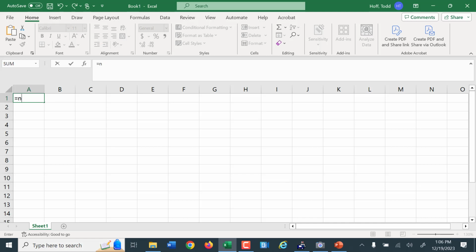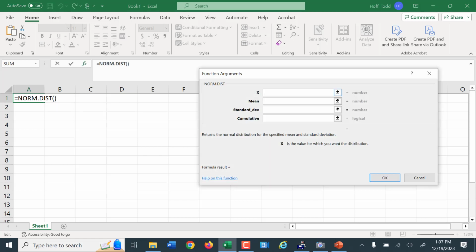equals norm.dist. And I'll select that function right here. Now, I have the little hints that pop up so I know what to enter, but if you don't have that popping up, you can just click on the f of x here. It'll bring up the window. My x value is 1.27, mean of 0, and standard deviation of 1, and cumulative is always going to be true when we are using the norm.dist function.